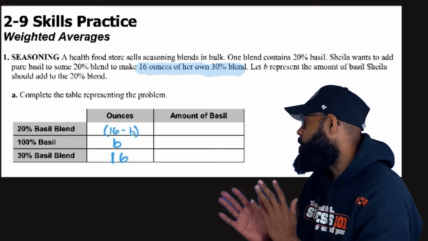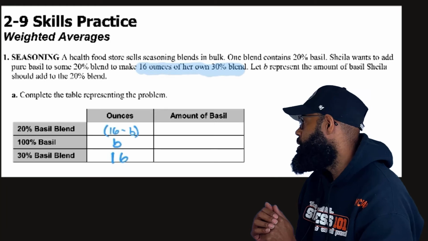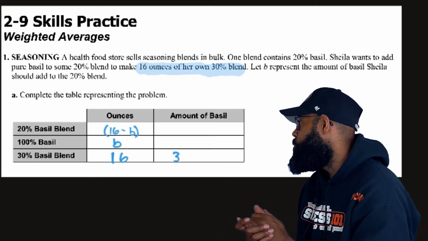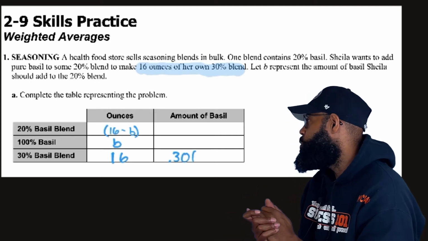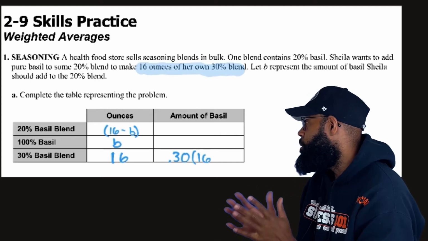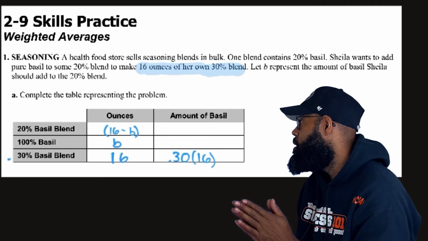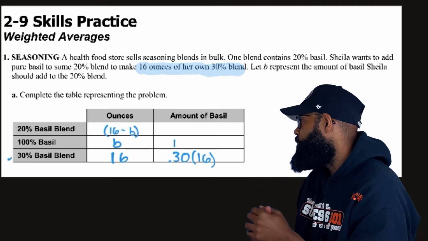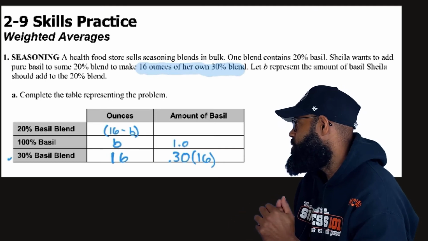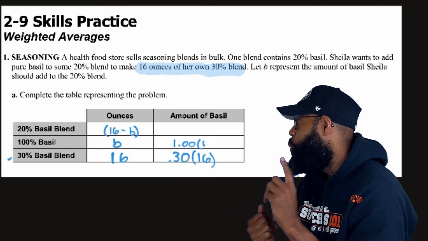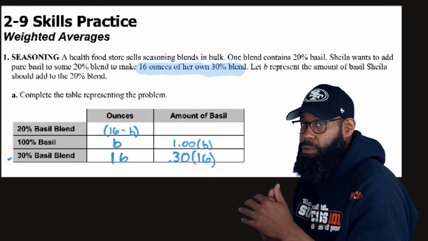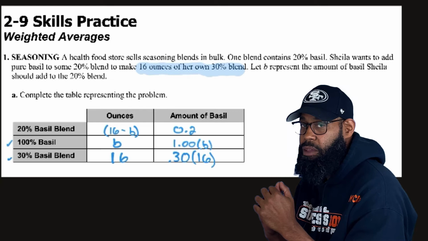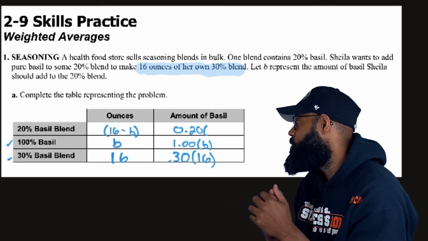So if you think about it right now, guys, I just kind of filled that in. 16 minus B, and then of course B, and then of course 16. So the amount of basil, because all three are basil, but think about it: 30% times the 16 ounces. Now, 1 ounce, we don't even know because it's just B. B could be 3, so 3 times 1 would be 3 ounces.